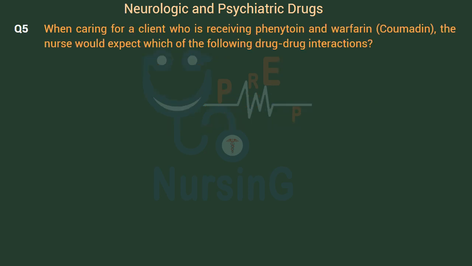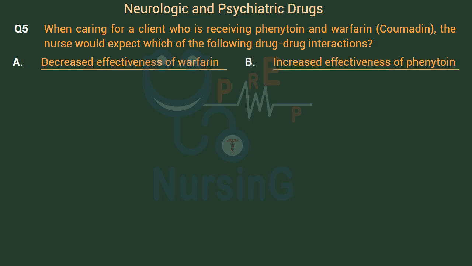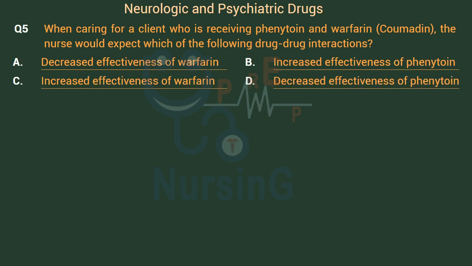When caring for a client who is receiving phenytoin and warfarin, Coumadin, the nurse would expect which of the following drug-drug interactions? Option A. Decreased effectiveness of warfarin. Option B. Increased effectiveness of phenytoin. Option C. Increased effectiveness of warfarin. Option D. Decreased effectiveness of phenytoin. Right answer is Option A. Decreased effectiveness of warfarin. The interaction will reduce the effectiveness of warfarin.